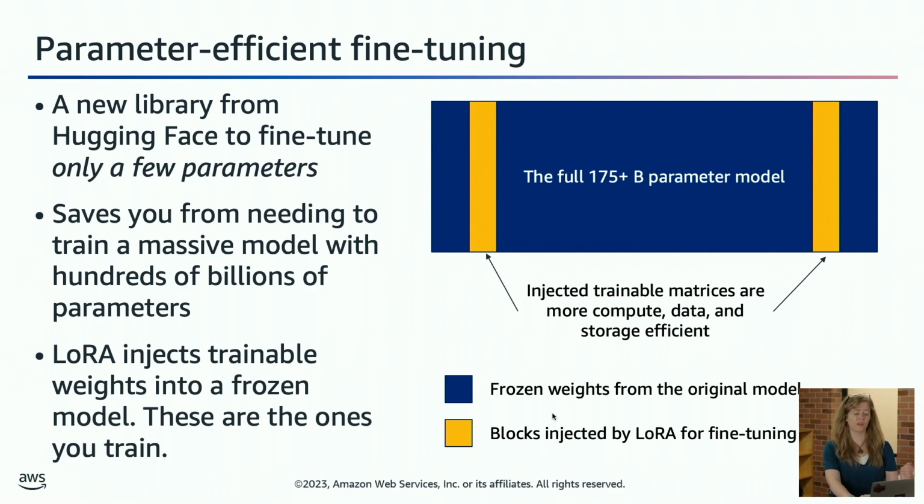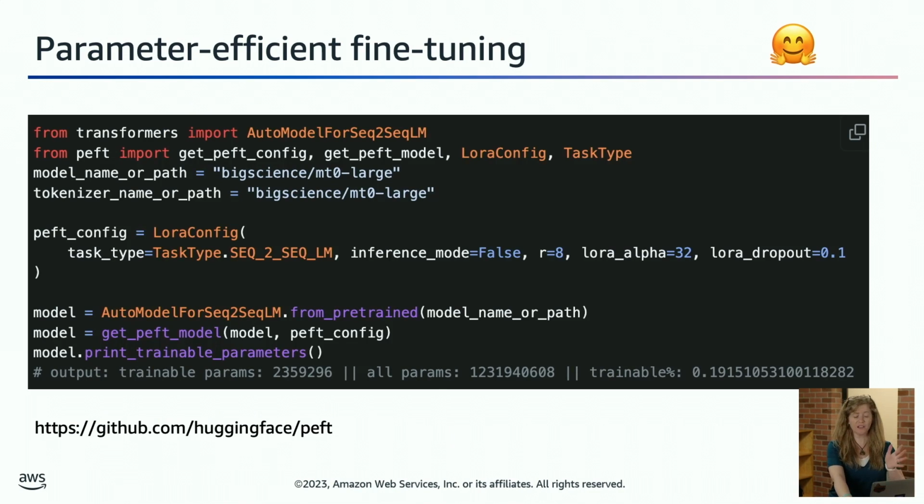And so what you can do is use LoRA to inject trainable weights. LoRA, which is a part of Hugging Face, is going to inject these trainable weights into this model and then fine tune just those weights. So it saves you from needing to train this massive model because you can fine tune it in this super parameter efficient way. Here's a view of doing that from our friends at Hugging Face.